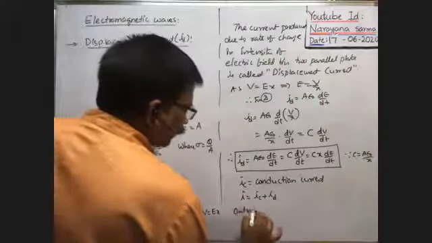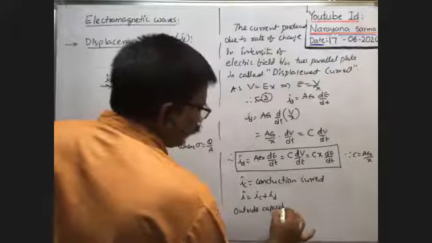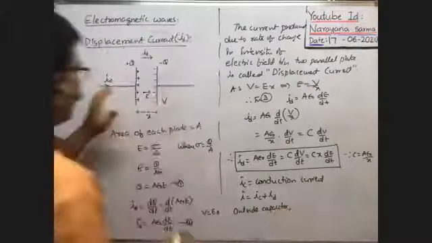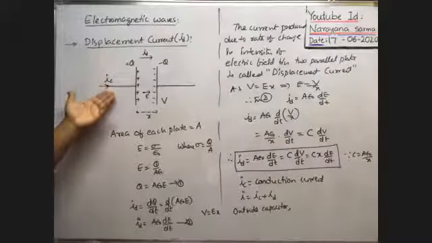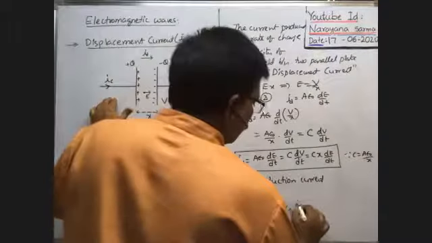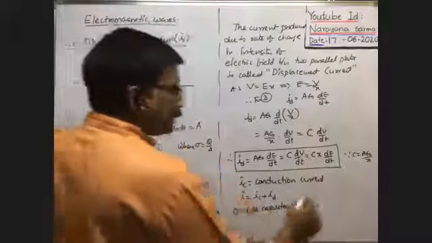Outside the capacitor, only conduction current passes, because outside the capacitor there is no charge in the conducting wires. That's why displacement current outside the capacitor is 0. In such a case, I is equal to IC.